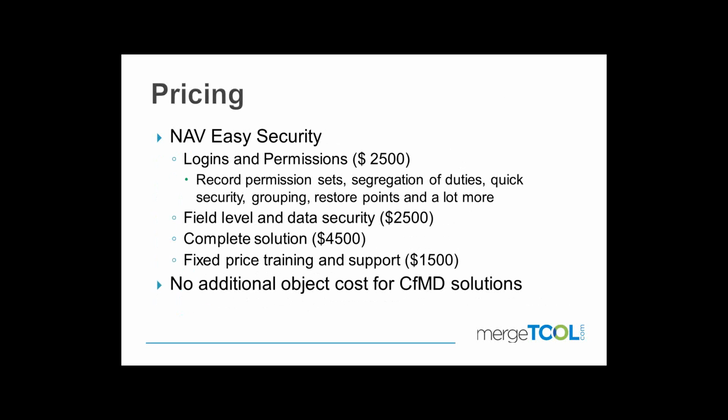The solution is added to your license, and there are really two parts of it: login and permissions, and then the field level and data security in here. They cost $2,500 each, and that is for your license. It doesn't matter how many users you have in your NAV install. You can also get the complete solution, and it costs $4,500, so that's a little saving if you get all of it. We have a fixed price training, and we have trained over 200 customers in using our solution. And in most cases, the idea is that you'll be 100% capable of maintaining your own security after that.